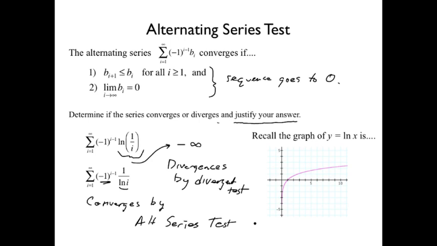Questions on alternating series tests? So if it's an alternating series, now decreasing to 0 is enough. Before it wasn't, but if it alternates, then it's enough.